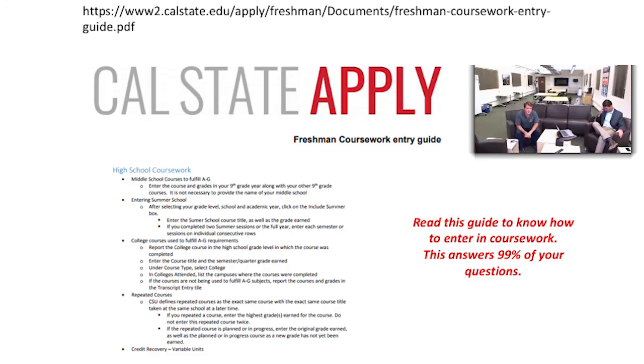This is the Cal State Apply Freshman Coursework Entry Guide. You'll see a link to it. It is available for students online. You can see the link, but also when you log into Cal State Apply, you'll see a link there as well. This guide will help you when you're filling out your applications. It talks to you about how to enter in specific coursework, things to look for when you're putting in grades, and if you're taking classes at a community college to meet A through G requirements. It basically tells you how to enter that information in your application. So having this guide up will answer about 99% of your application related questions. So definitely have this up when you are submitting your application.